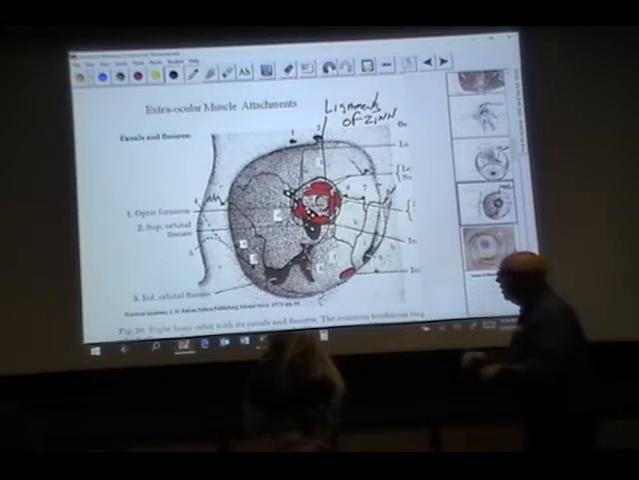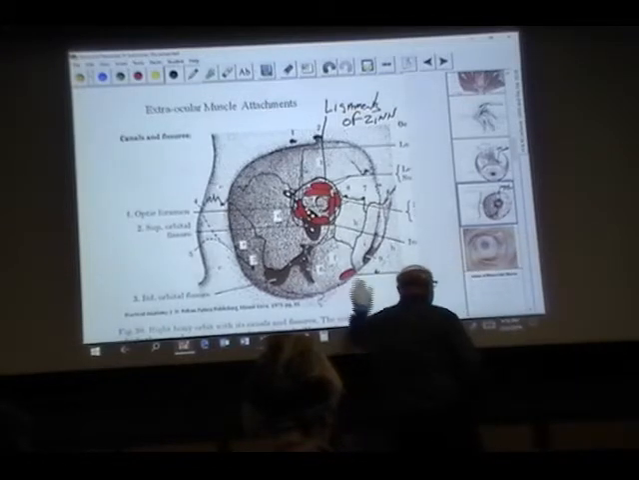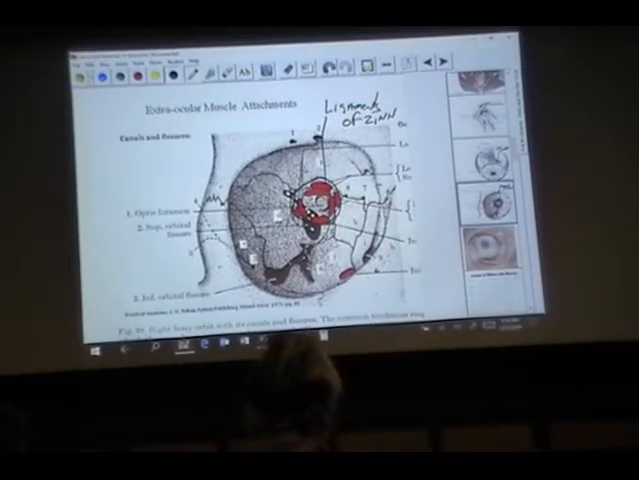So that is the ligament of Zinn. That is the point of attachment of everything except this one muscle here, and that one muscle is the inferior oblique. When the inferior oblique moves, it allows the eyeball to look up and out. Superior oblique, down and out. All right, so here's a dissection that we did.